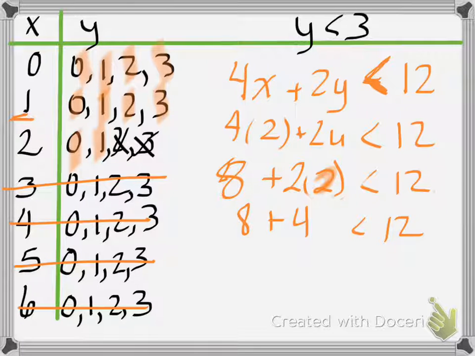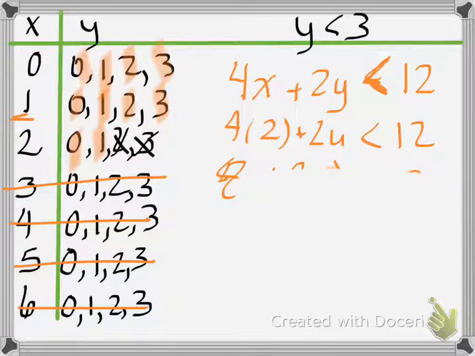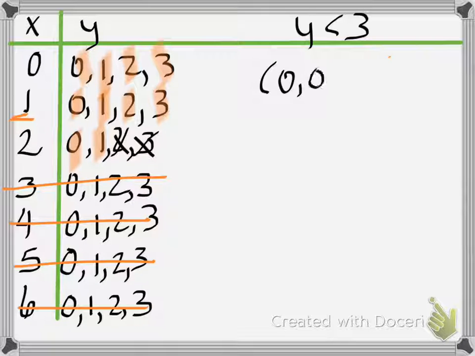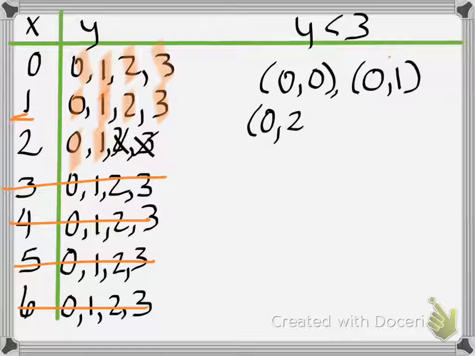So if I was to write my list of ordered pairs, 0, 0, 0, 1, 0, 2, 0, 3, 1, 0, 1, 1, 1, 2, 1, 3, 2, 0, 2, 1. Thank you. I'm going to write a little bit slower, so if you're writing this down, you can hopefully keep up with my writing, because I'm slow.